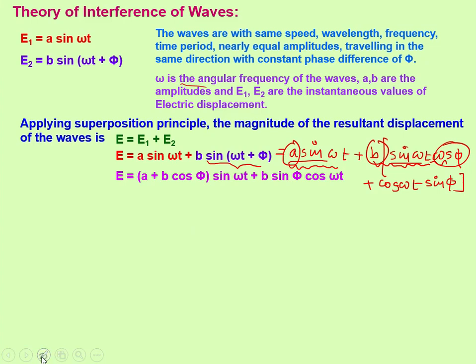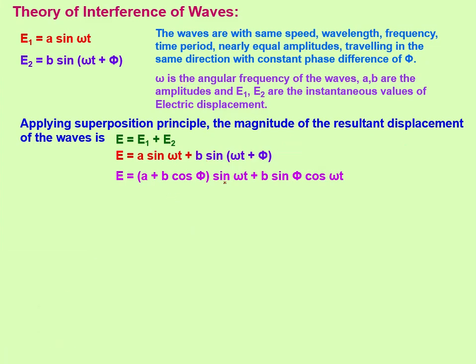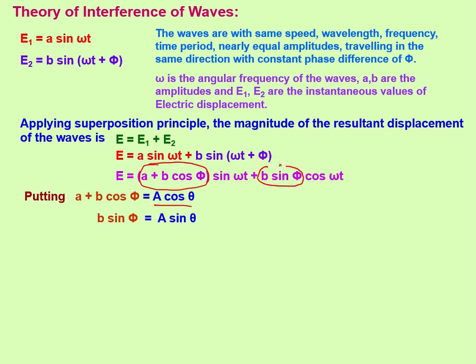Now if we continue with this, the entire term a plus b cos phi is taken as capital A cos theta. And this b sine phi is taken as capital A sine theta, so that the first term will be A cos theta sine omega t, and this is represented as A sine theta cos omega t. After this substitution, this equation will look like this.